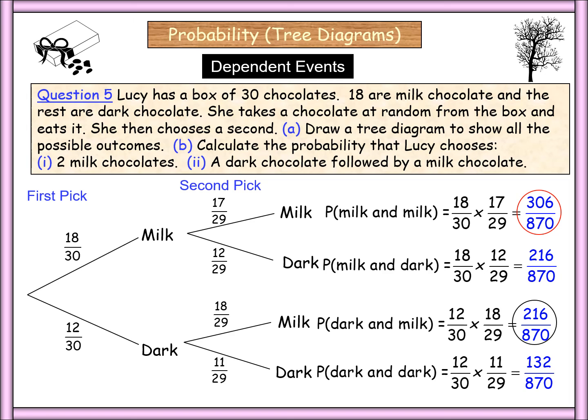So the probability of getting milk and milk is 306 over 870. And the probability of getting milk and dark chocolate is 216 over 870. And the probability of getting dark and milk is 216 over 870. And the probability of getting dark and dark is 132 over 870. So going back to the problem, calculate the probability that Lucy chooses 2 milk chocolates. It is equal to 306 over 870. And the probability that Lucy chooses a dark chocolate followed by a milk chocolate is 216 over 870.